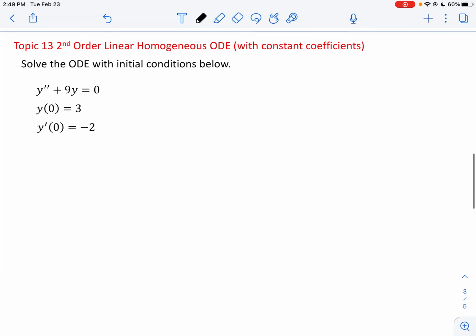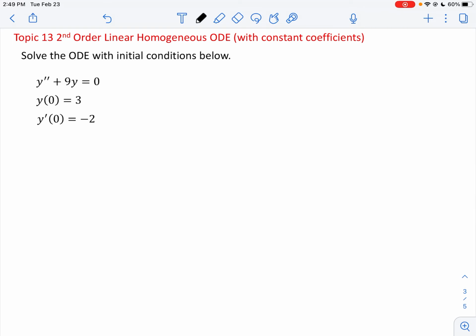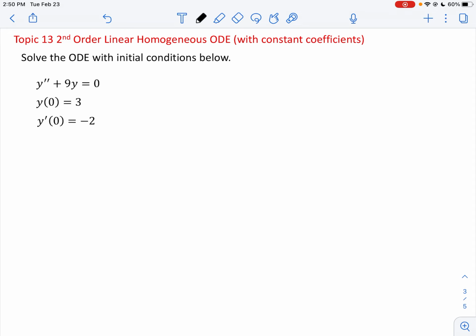Okay, going to the next slide. Solve the ODE with initial conditions below. y double prime plus 9y is equal to 0. Okay, let's do the practice where I go straight to the characteristic polynomial. So any y double primes will become lambda squared, and all the y's will become 1. Notice there's no y primes here, so no lambdas. So it's just going to be lambda squared plus 9 is equal to 0 is what we're trying to solve. This is our characteristic equation.